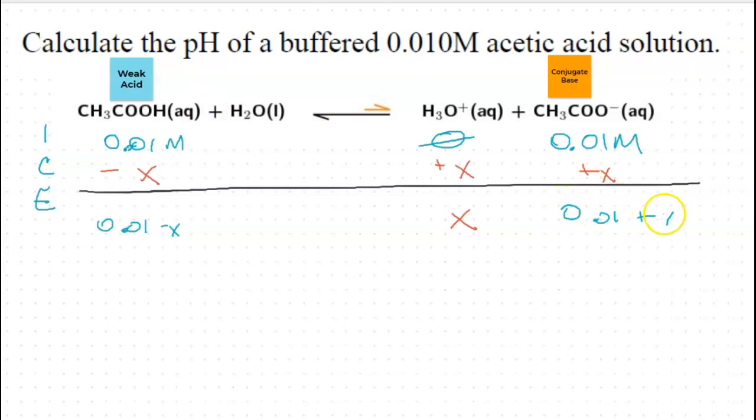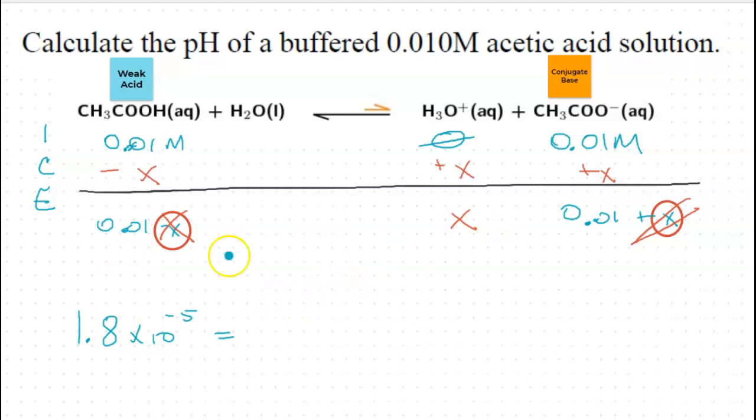0.01 plus x. But just like we did on the last example, we are going to assume that the x is negligible in both cases. We're going to assume that that value of x, even though it's got a starting quantity on the right-hand side, is still going to be so small by comparison to the 0.01 that we're going to ignore it. So when we put that into the same Ka expression, my Ka value is still 1.8 times 10 to the negative fifth. I am now going to substitute in these values on this equilibrium line for my K expression.